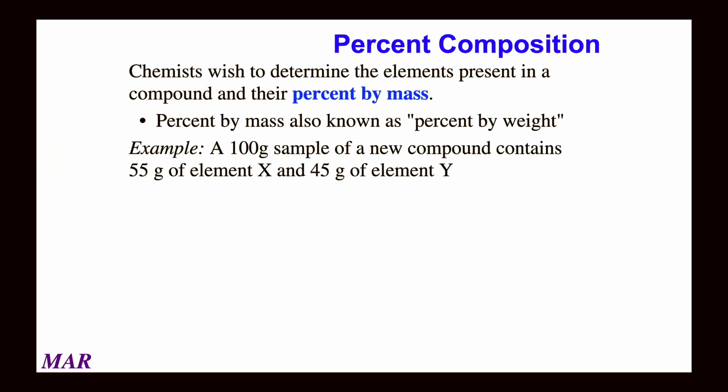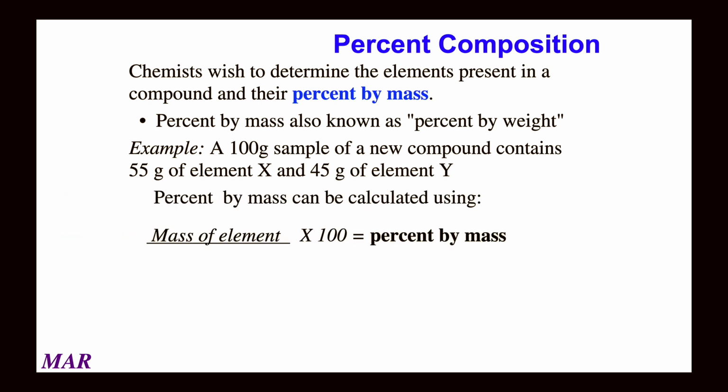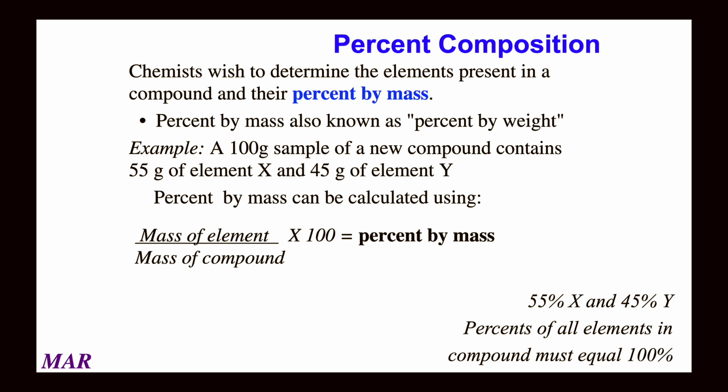Let's say we have a new compound. It has 55 grams of X and 45 grams of Y. And if we have 100 grams from it, I wonder what the percent composition would be. No problem. It's almost always mass of everything on the bottom and mass of what you're looking for on the top times 100%. So in this case, if you were curious as to the percent of X, you would have 55 grams of X on the top divided by 100 grams total times 100%, 55% X.